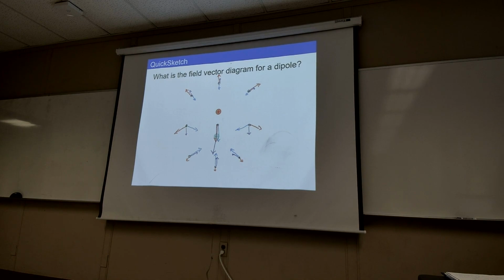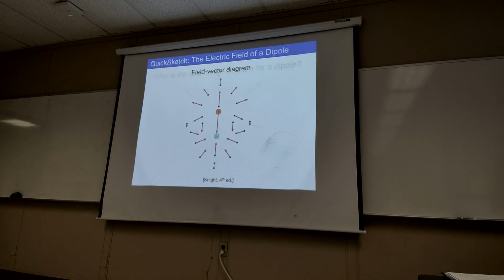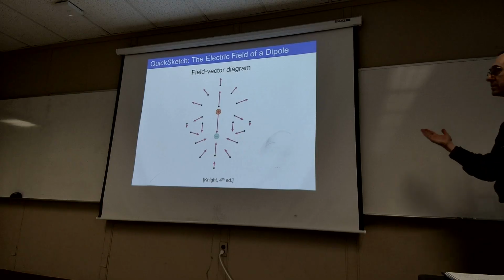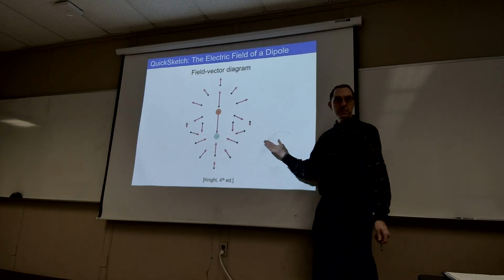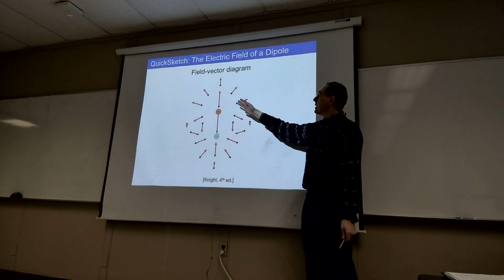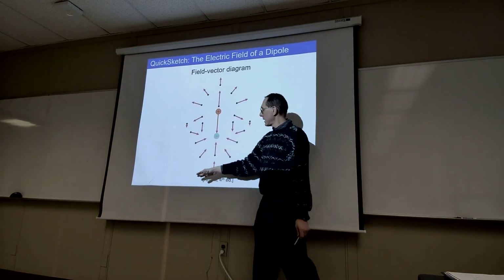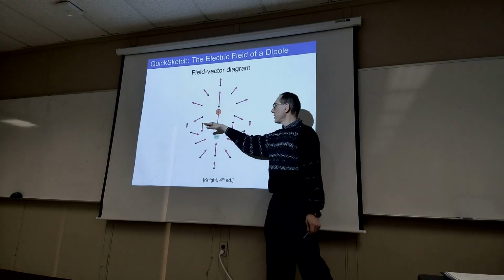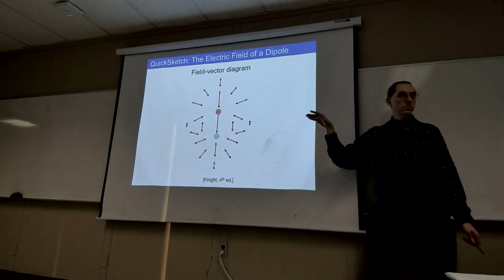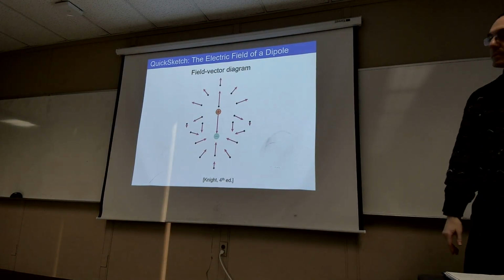Right. So here's a nicer picture. This is a computer-drawn picture, but same idea. What's interesting about the dipole is that it kind of looks like a positive charge above, kind of looks like a negative charge below, but then in between, these vectors just point straight down, which is different than what we have for a single charge.